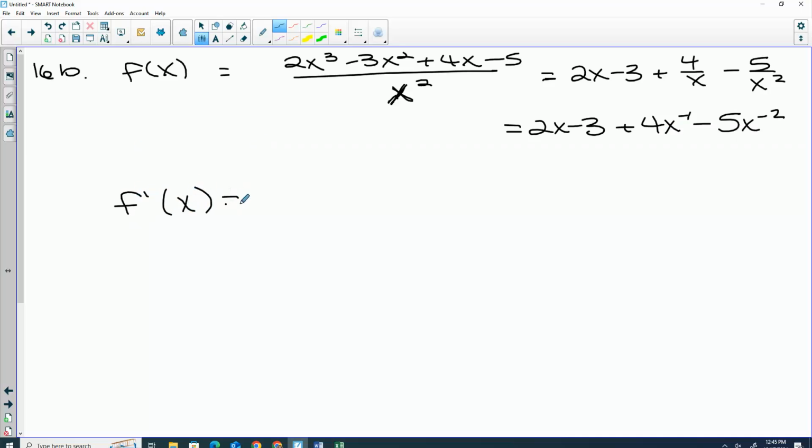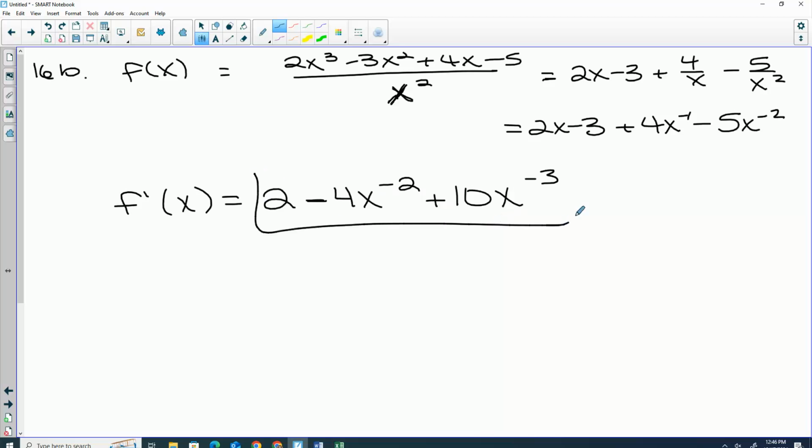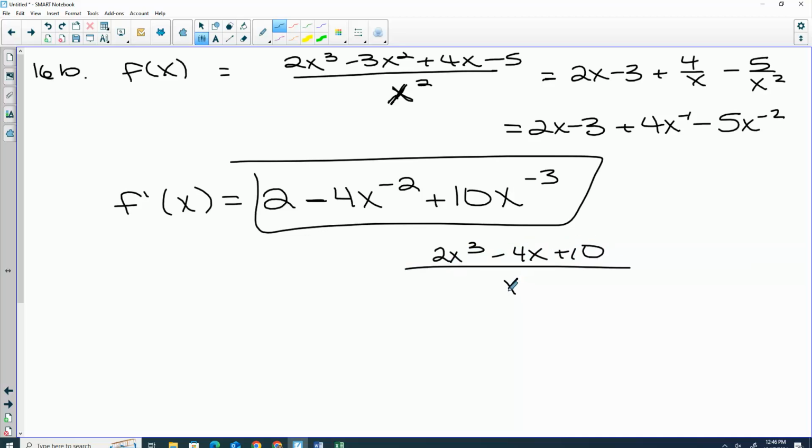What's the derivative of 2x? 2. Minus, what's the derivative of 3? 0, so that goes away. Derivative of 4x to the -1 is -4x to the -2. Negative 5x to the -2 would be positive 10x to the -3. So that's how I had my answer written. If you did the product rule, you probably would have gotten (2x cubed minus 4x plus 10) over x cubed as your final answer. So just a matter of how you did it. And you guys know I'll accept either.